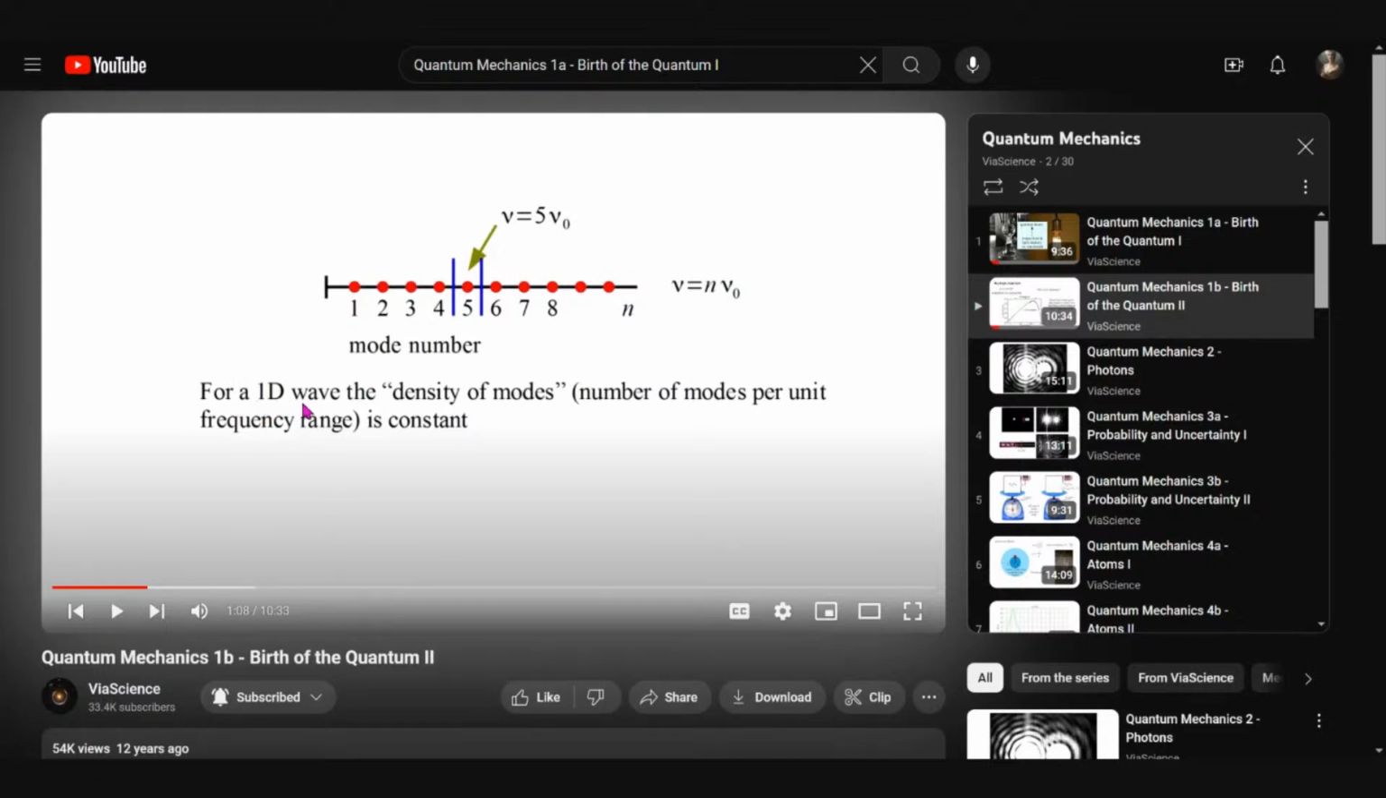For a one-dimensional wave, the density of modes, the number of modes per unit frequency range, is constant. For this range, it's 1. For this range, it's 5. For the one-dimensional case, we see that the so-called density of modes is constant. If we move the blue lines to the left or right, we'll, on average, get the same number of modes between them. We express this as the Greek letter rho of nu equals a constant a.